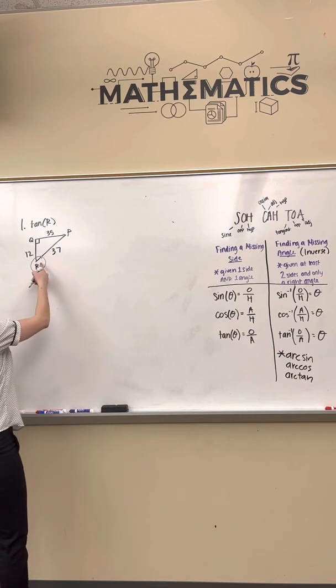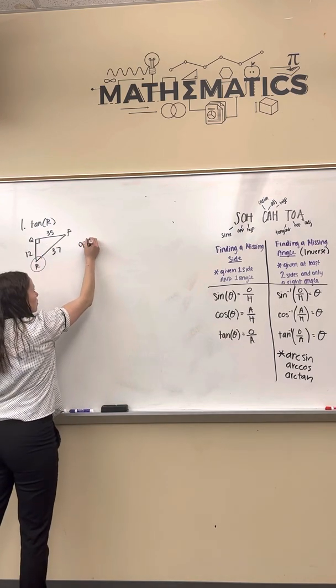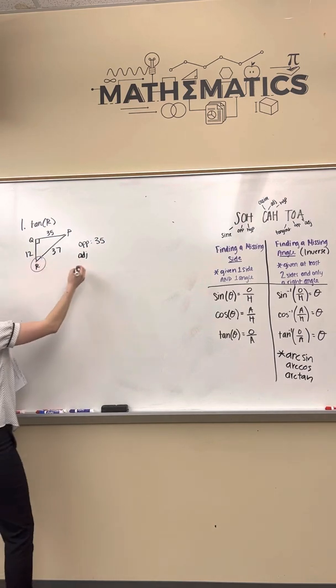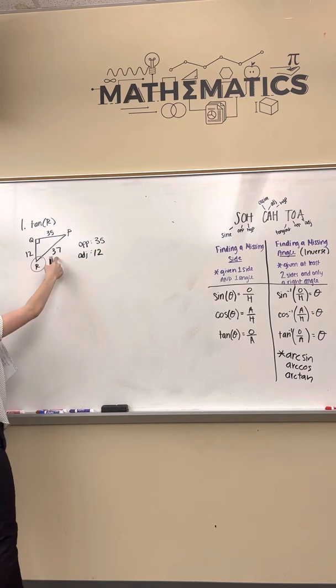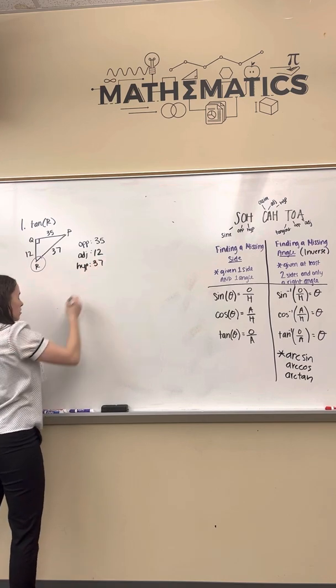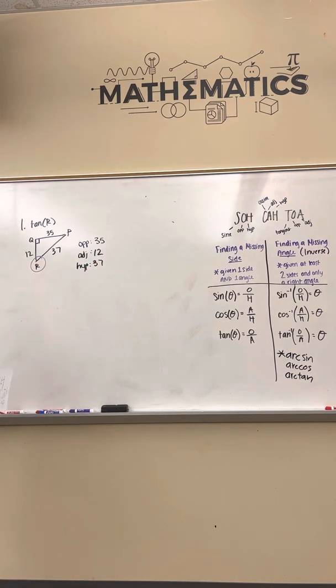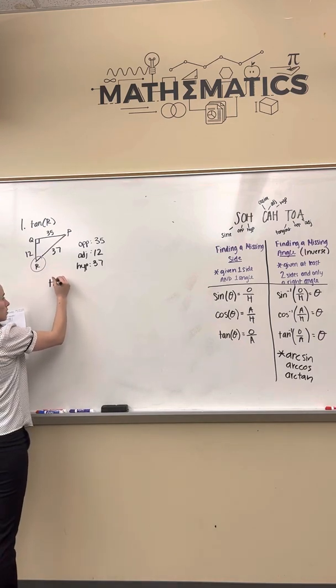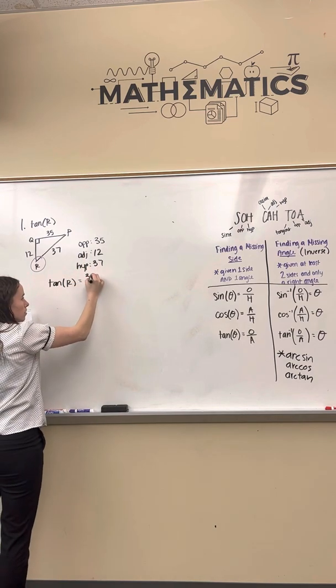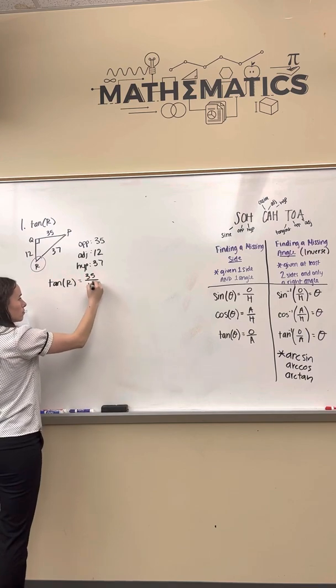So our opposite is across from R, and that's 35. And our adjacent is next to R, that is 12. And our hypotenuse is across from the right angle, 37. Something I always recommend with these is write down as much information as you know next to your triangle, because sometimes it's really easy to jumble things up when we're not writing it all out. So now we just want to write it out. Tan of R equals your opposite 35 over your adjacent 12.